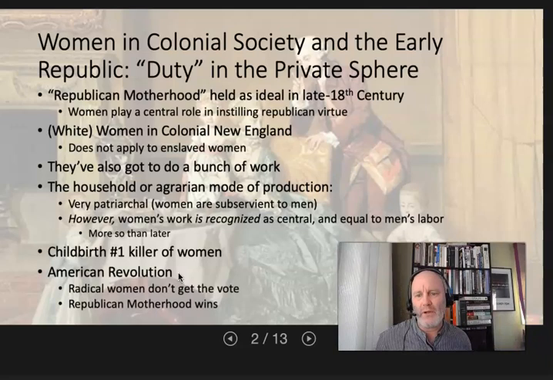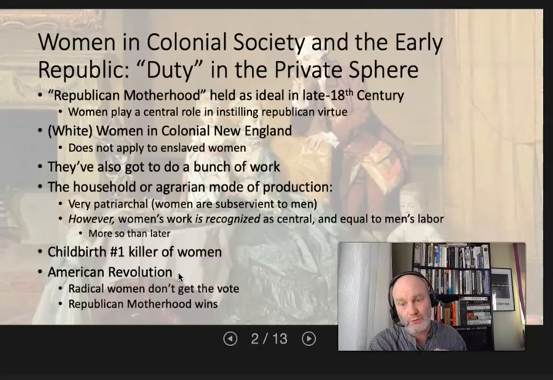The American Revolution happens and it's a big win for Republican motherhood. So it's not just some theory. In the colonial world, it's a theory, the same way people are reading Montesquieu or Locke, right? It's theoretical. But now we've got a republic, a proper republic. So definitely Republican motherhood is going to be center stage in the early republic.